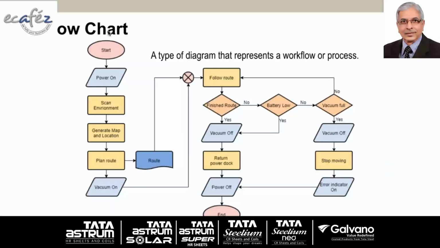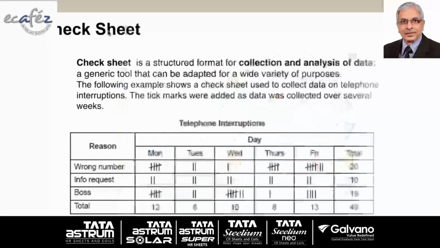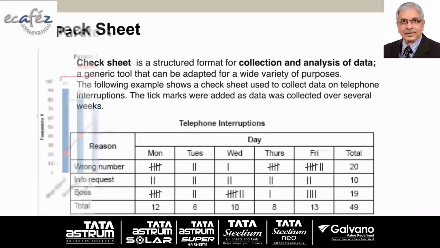The first of the 7 QC tools is the flowchart. It is used as a type of diagram that represents the workflow of a process. It is a chronological mapping of the process. The second one is the check sheet, to collect data so that no mistakes are made in the numbers.